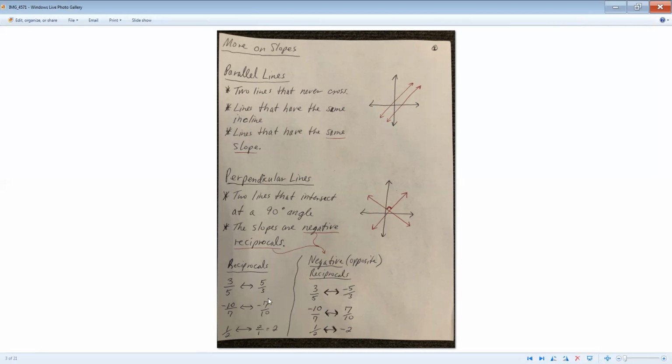So reciprocals is just when you flip your fraction, 3/5 and 5/3 are reciprocals of each other. -10 over 7 and -7 over 10 are reciprocals. 1 over 2 and 2 over 1 are reciprocals. All you do is flip your fraction.